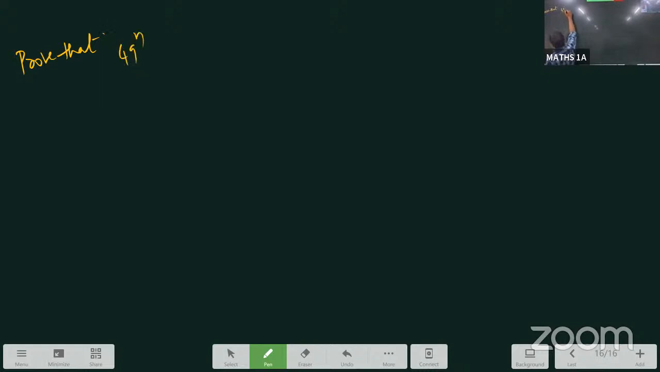Prove that 49 power n plus 16n minus 1 is divisible by 64. Prove that 49 power n plus 16n minus 1 is divisible by 64 or not. Is it clear?